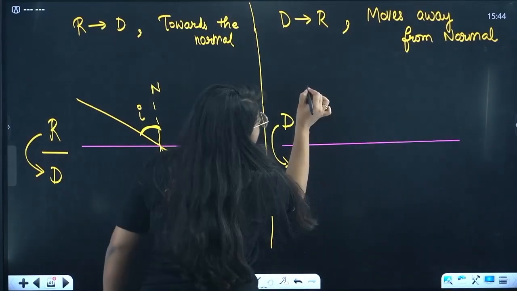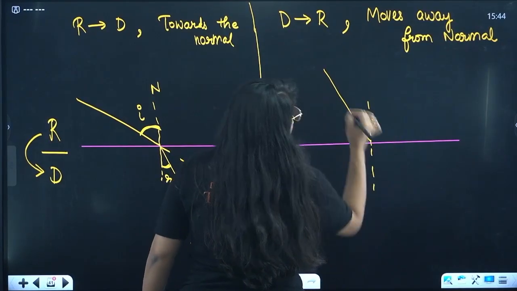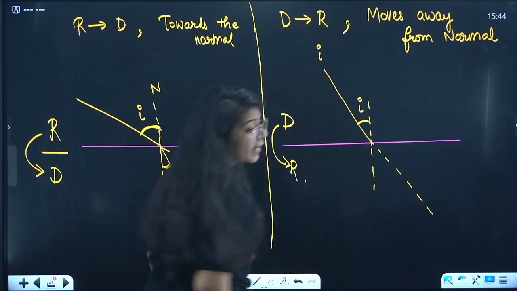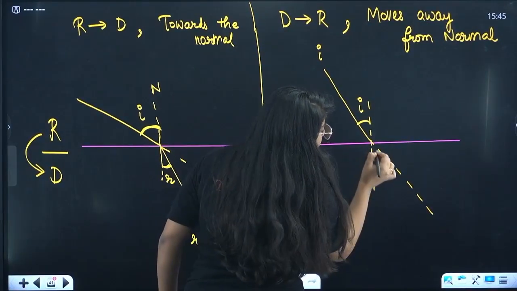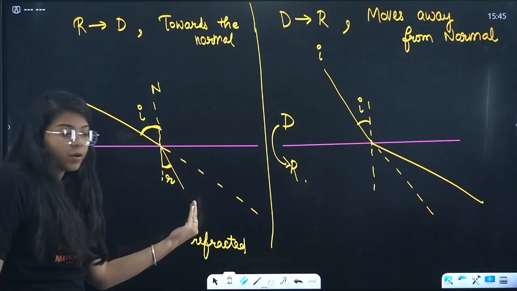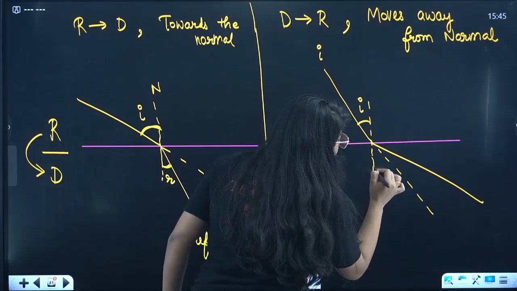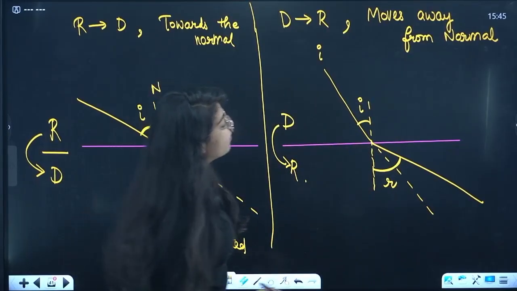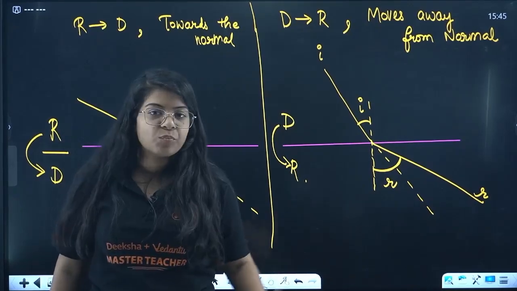So what will happen? This light ray is coming. This is your normal. So this is the incident ray. This is your incident angle. Technically it should go straight like this, but there is a change in the medium, so it will bend away from the normal. It will go like this. Here it bends towards the normal, but on the other hand, it bent away from the normal, and the angle with the normal, this whole angle, is called the angle of refraction, and this is your refracted ray. Understood? Both the cases clearly.